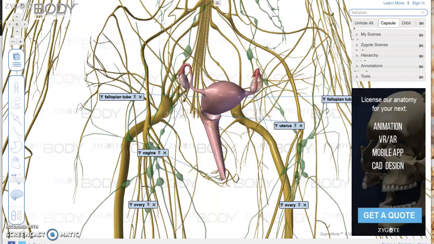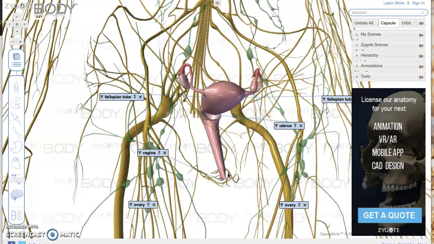The internal organs are the vagina. The vagina is a canal that joins the cervix, which is in the lower part of the uterus, to the outside of the body, and it is also known as the birth canal.